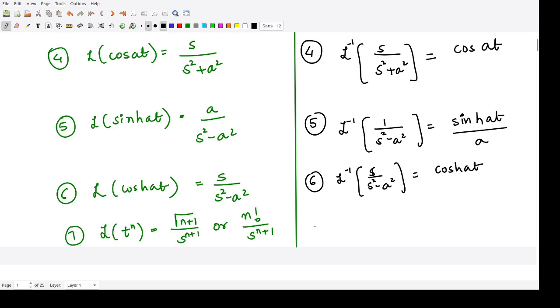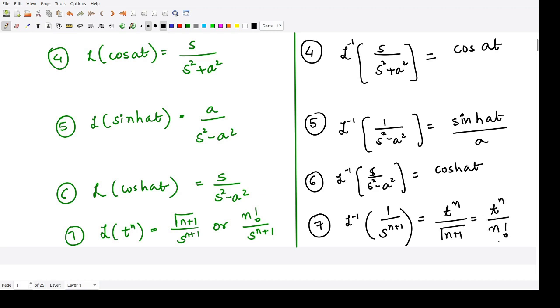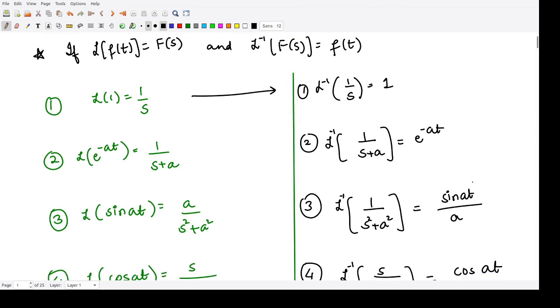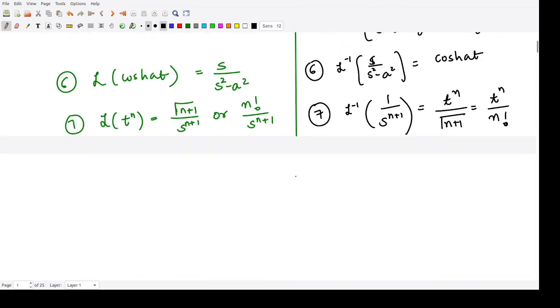And lastly, what would be the Laplace inverse of 1 divided by s raised to power n plus 1? That is equal to t to the power n divided by gamma of n plus 1, or this is equal to t to the power n divided by n factorial. So these are a few of the formulas that you should remember. Next, we look at some more formulas.